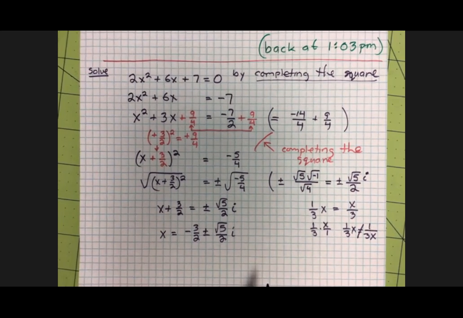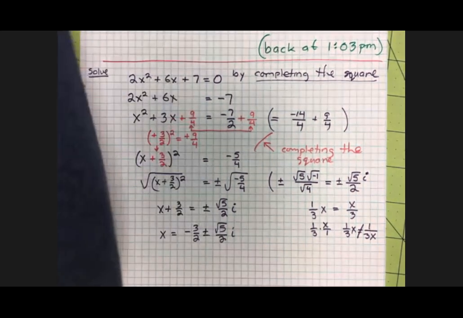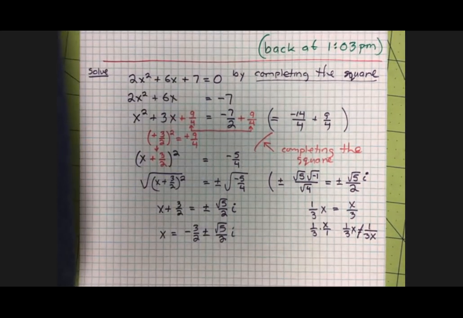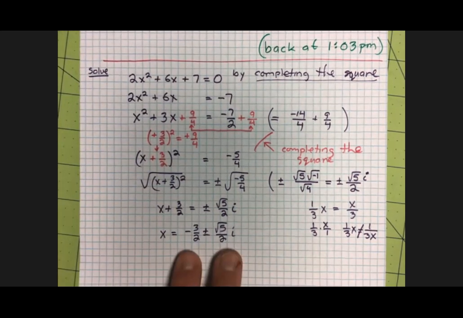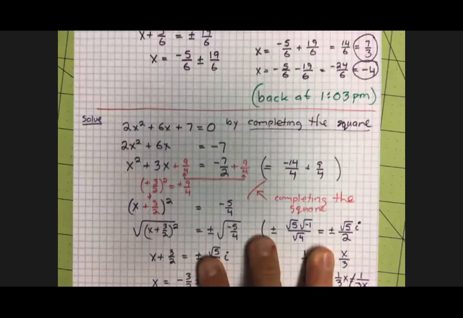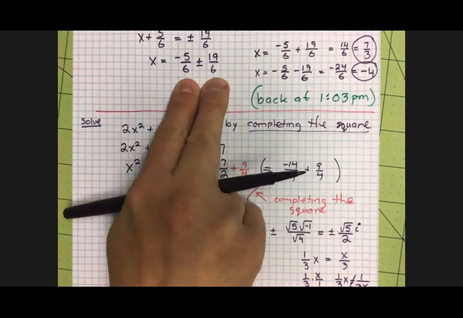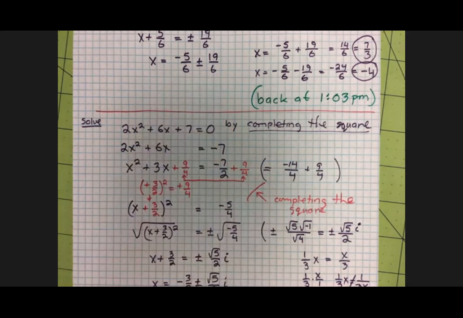Hey, Professor, I have a question. Go ahead. So for this problem, you left it as -3/2 plus or minus 5 over 2i. Yes. But the last problem we had, it was -5/6 plus or minus 19 over 6. Good. So do we have to simplify it?